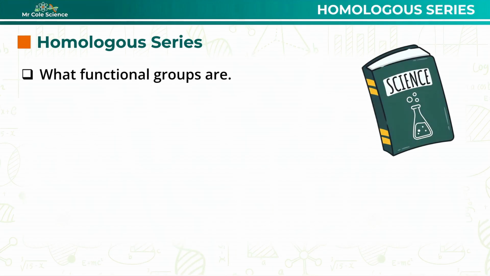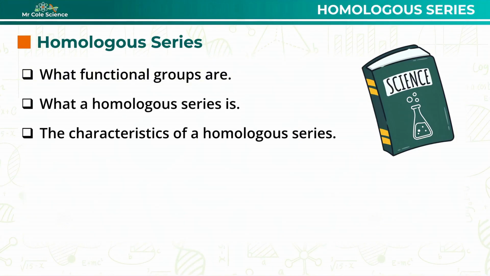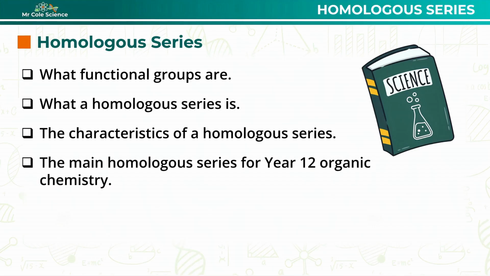We'll cover what functional groups are and why they're important in organic chemistry, what a homologous series is and the key characteristics each member of a series has, before finally exploring each of the main homologous series that you need to be able to identify in Year 12 organic chemistry.